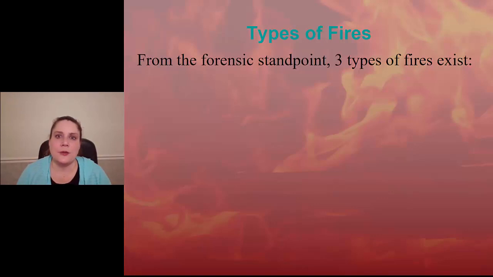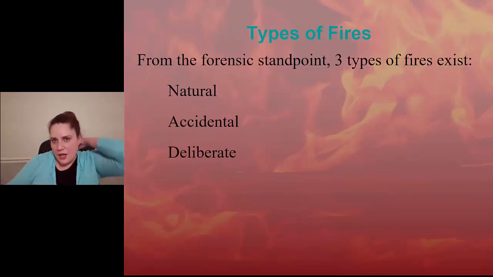Okay, so from the forensic standpoint, there are three different types of fires that exist. There are natural fires, accidental fires, and deliberate fires. I'll talk a little bit about each of them. We're going to spend a long time talking about deliberate fires.